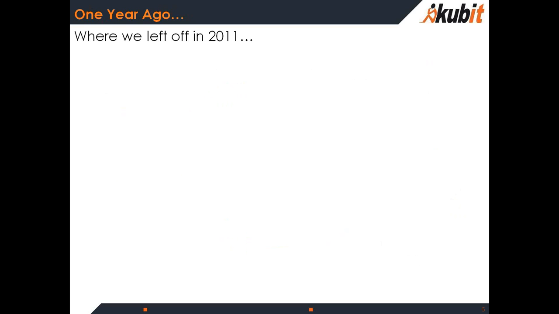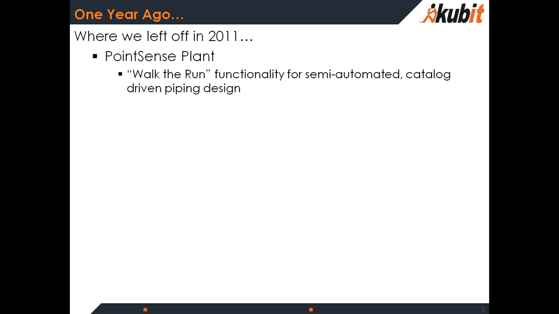So let's talk about where we left off in 2011. We introduced PointSense Plant, and the main feature with PointSense Plant was what we called Walk the Run, and that was our semi-automated catalog-driven piping design feature. We wanted to give people the ability to refer back to an industry standard catalog as they pattern recognized elements out of the point cloud. And it was really a great first launch, and we'll talk about some of the success as well.